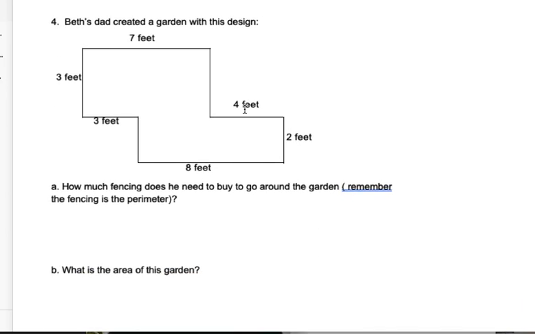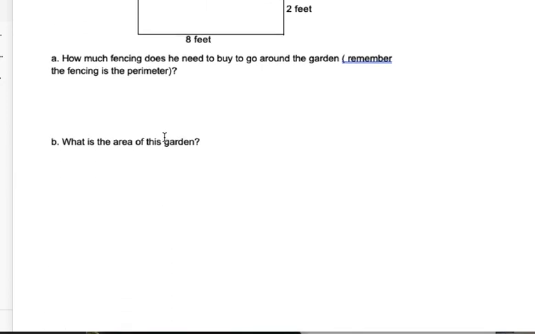Number 4, Beth's dad created a garden with this design. We worked on irregular shapes like this. How can you find the perimeter, which is the fencing around the garden? And how can you find the area? Remember, you find the area, which is how many square units could fit in it. Try decomposing this shape into smaller rectangles.